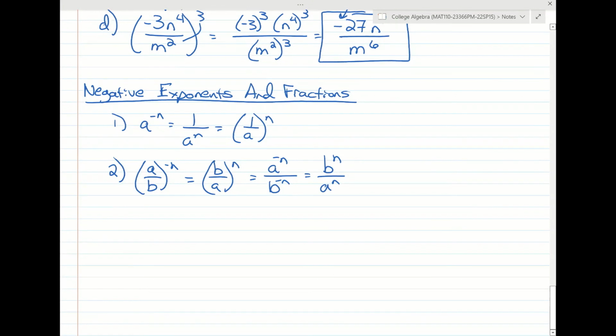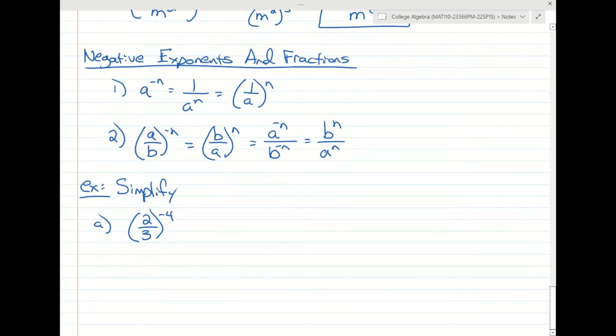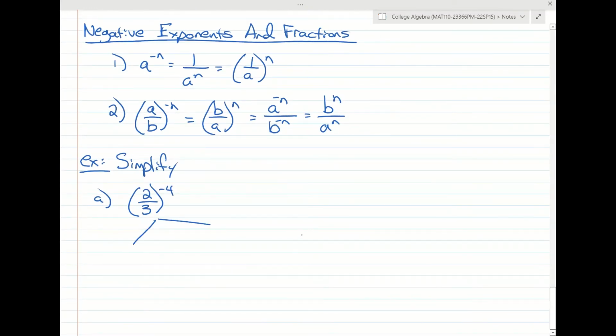We'll finish up with a few examples, and then we'll move on to the next section. Again, the directions will be to simplify. What if we had 2/3 to the negative 4th power? Yeah, so there's a couple different ways we could do this. One way we could do this is to say 3 over 2 to the positive 4 power.